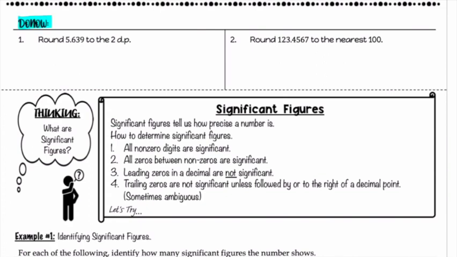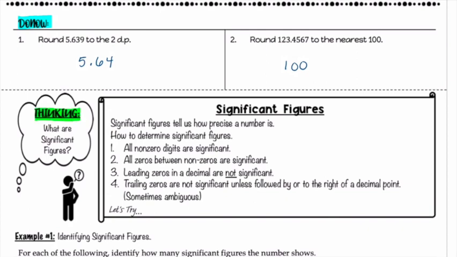I am going to make you pause the video, do both questions, and I will show you the answers. For number 1, rounded to decimal places, you get 5.64. For number 2, rounded to the nearest hundred, you get 100. Let's look at today's thinking.